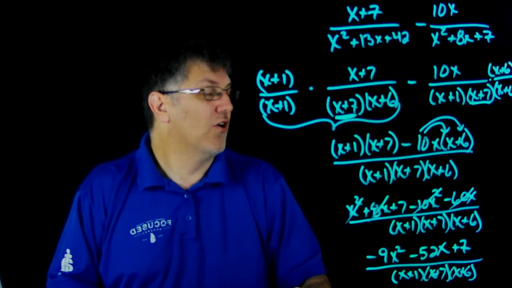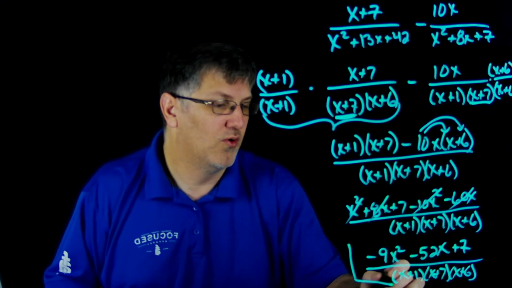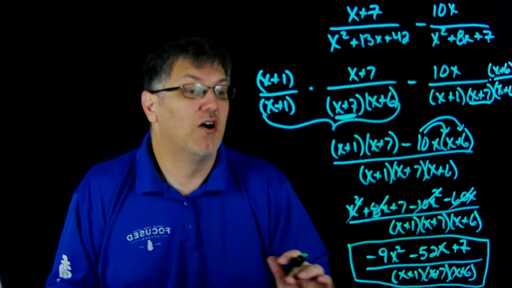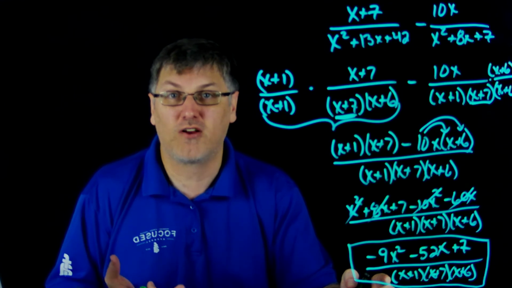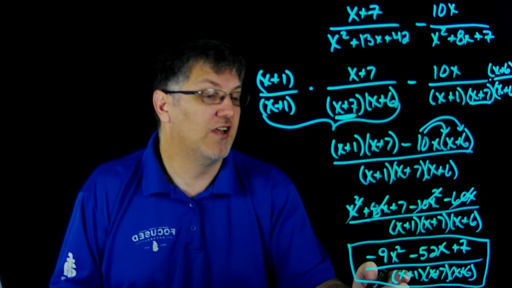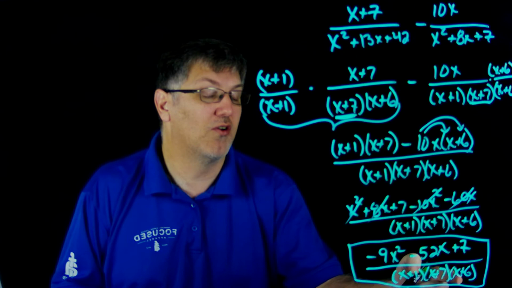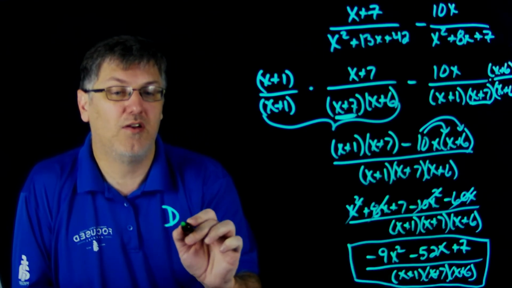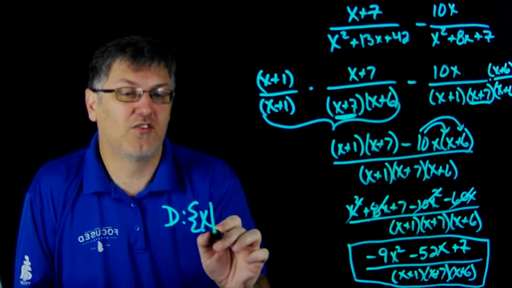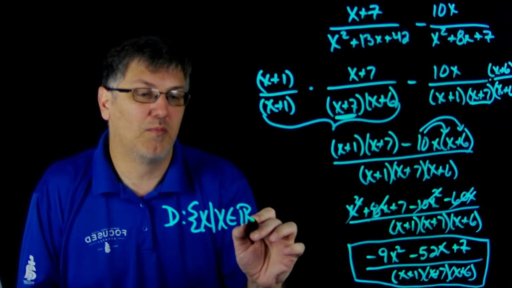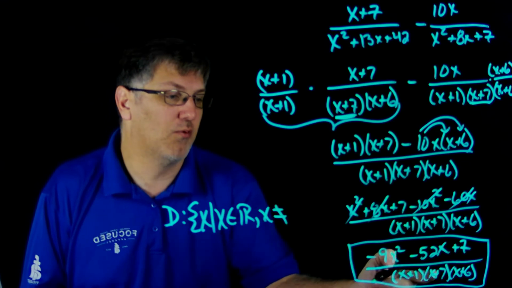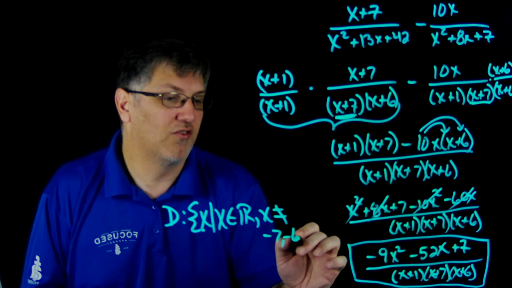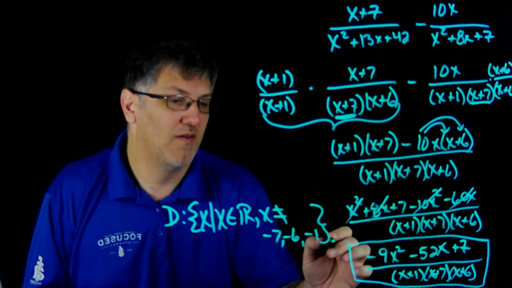Okay, so there's my final answer. Whew! Isn't that beautiful? Now, we still need to write the domain of this. So I can actually just look at my finished product of my denominator, and I can see that this can't be negative 1, negative 7, or negative 6, because that would make the denominator 0. So then I just simply write my domain is the set of all x's such that x is an element of the real numbers, and x cannot equal the numbers I just stated, which is going to be negative 7, negative 6, and negative 1.